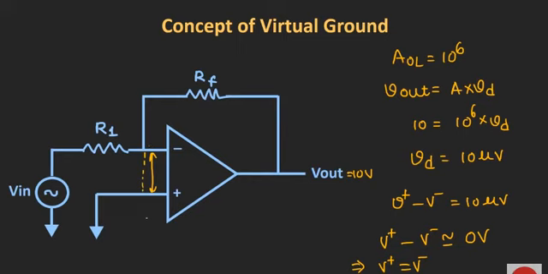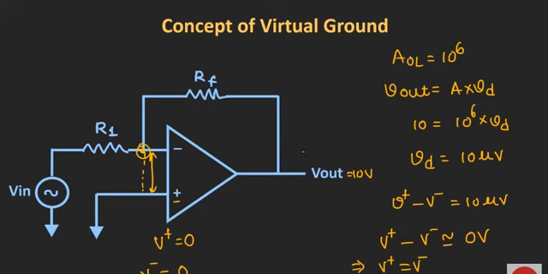Now here the term virtual means that these two terminals are not actually short circuited, but they are virtually short circuited. So whatever voltage appears at one terminal, the exact same voltage will appear at the other terminal. Now in this configuration, the non-inverting input terminal is grounded, so V plus is equal to 0. According to this conclusion, V minus should be equal to 0. It means that this terminal is not actually grounded, but it will act as a virtual ground.